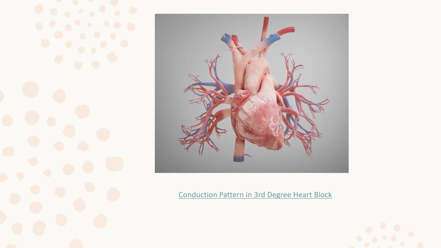So I've been working on some videos trying to just discover some more interesting things to do online for EKGs. If you guys would just click on this link, it will show you the conduction pattern in third degree heart block, basically where all the impulses are being blocked at the AV junction. Nothing is going down to the ventricles, so the atria are going on their own and the ventricles are going on their own.